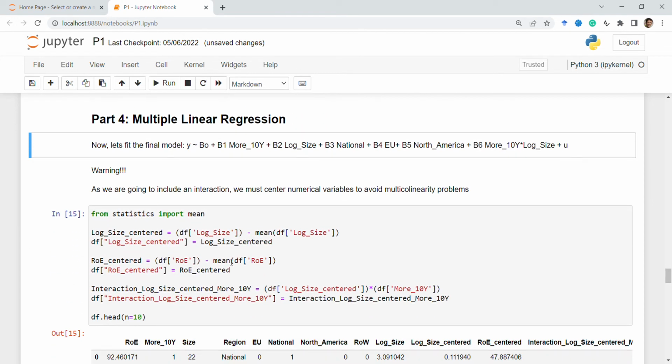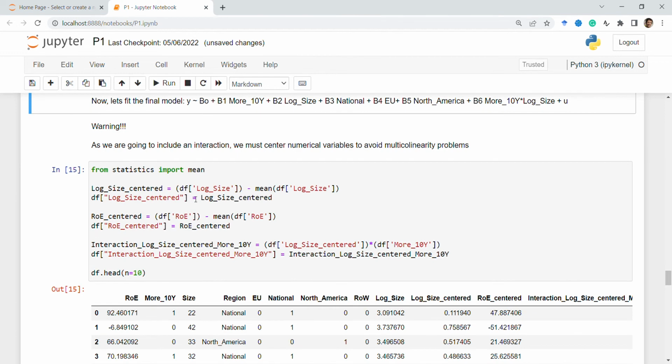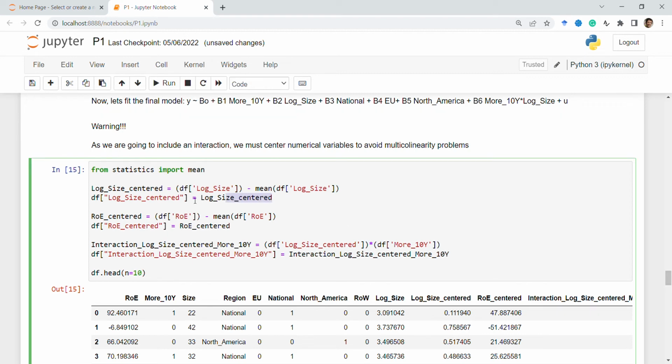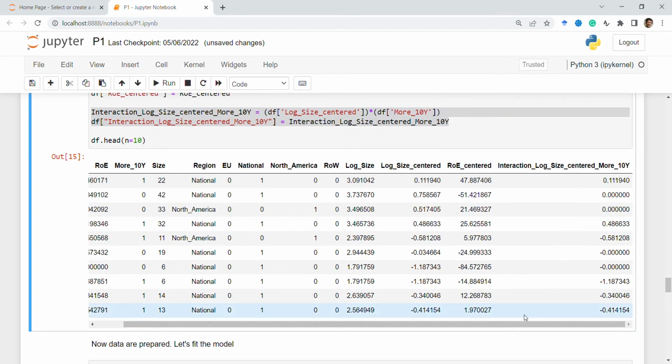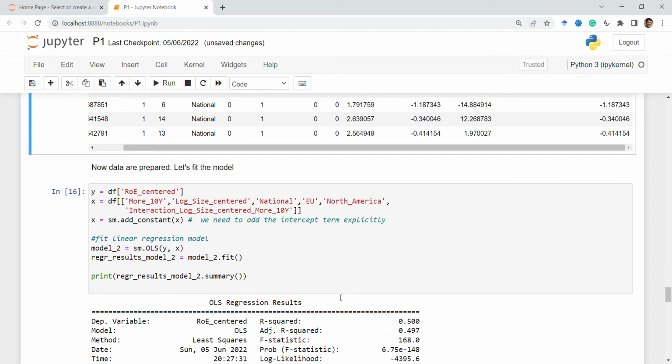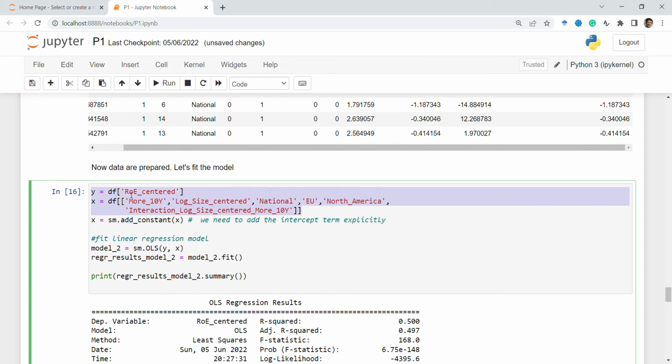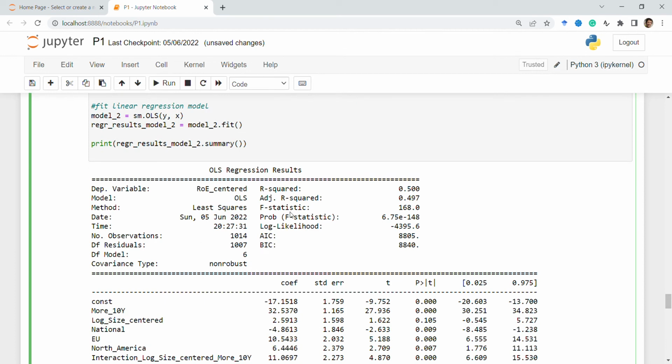Okay, so now, as we did before, we also learned that centering the variables is a good idea. So let's center them. We construct the centered log size, the centered return on equity, and the centered interaction. And here is just a display of how all these variables look. And then we do the fitting. So here, this is our predicted variable, these are our predictors, and then we do the fitting.